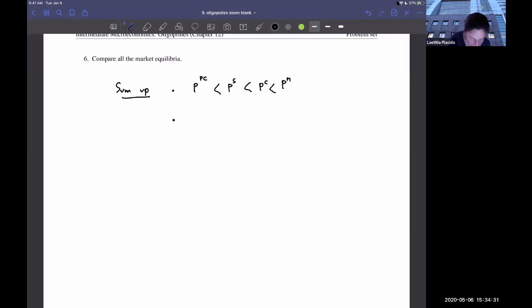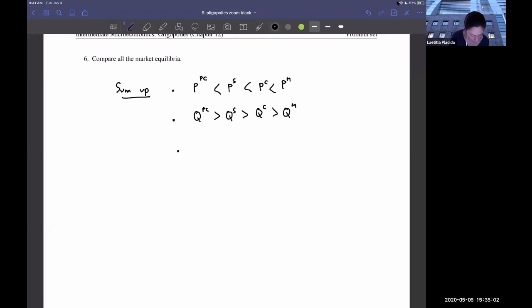Now let's compare quantity. So the quantity will be the highest under perfect competition. You can check with the numbers we found, okay? Then we have the quantity in the Stackelberg competition, then the quantity in the Cournot competition, and then the quantity when you have a monopolist, okay?